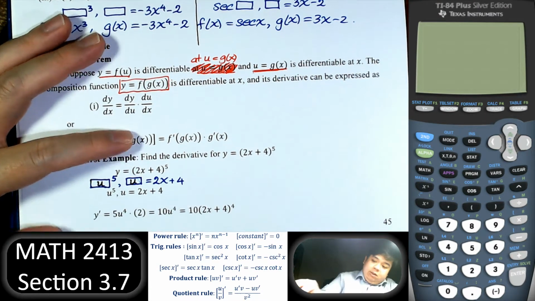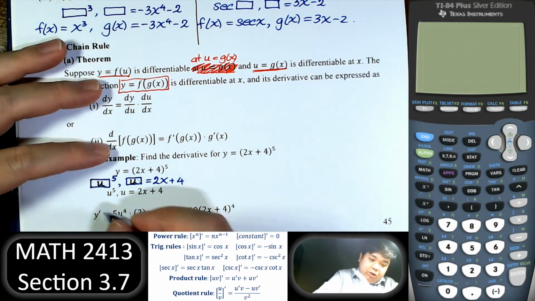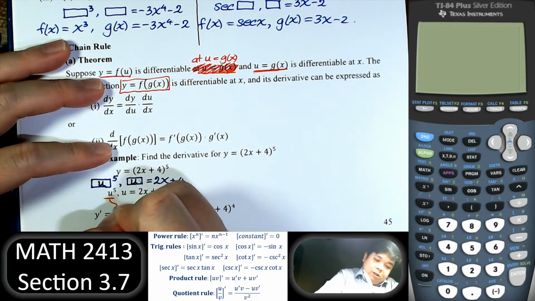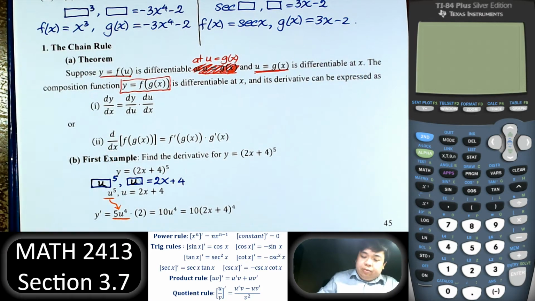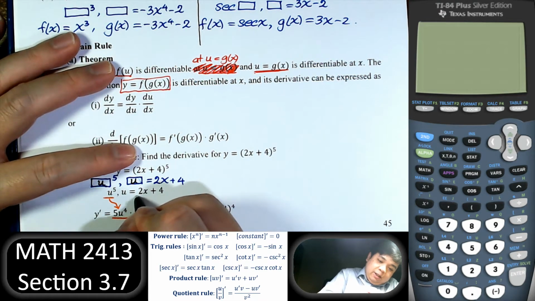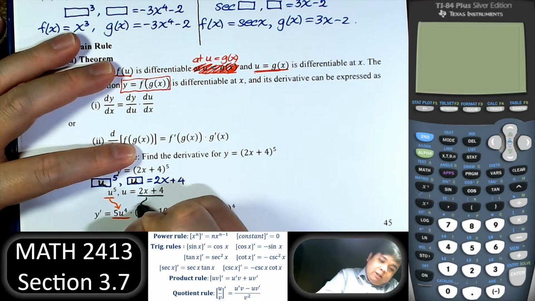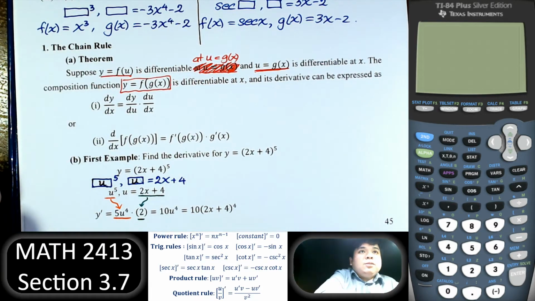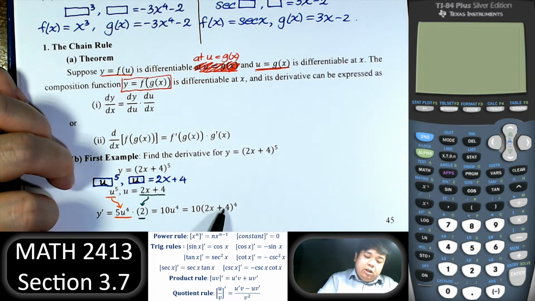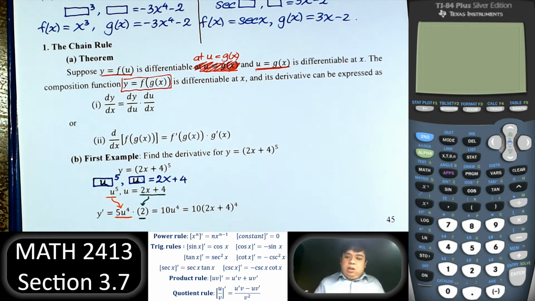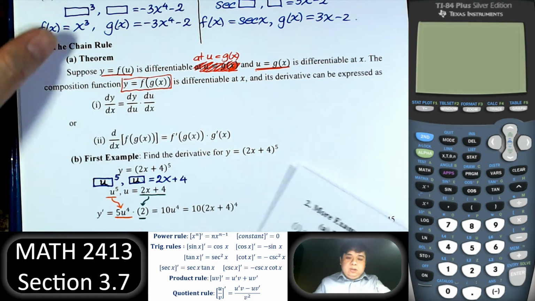And then for the derivative, we just need to take the derivative of the outer function, which gives us 5u to the fourth, and then the derivative of the inner function, which is 2. And then multiplying them together, we have 10u to the fourth power, and u is 2x plus 4, so we substitute back in for u. That's what we have. So that is the derivative using the chain rule. Right.